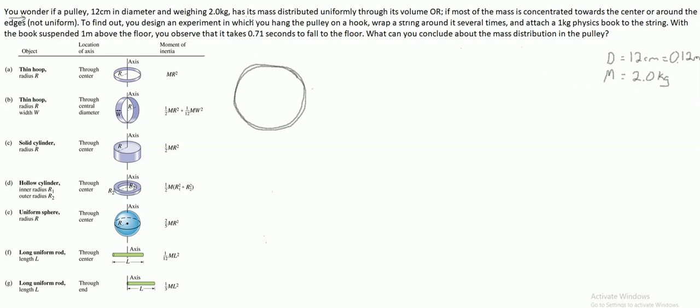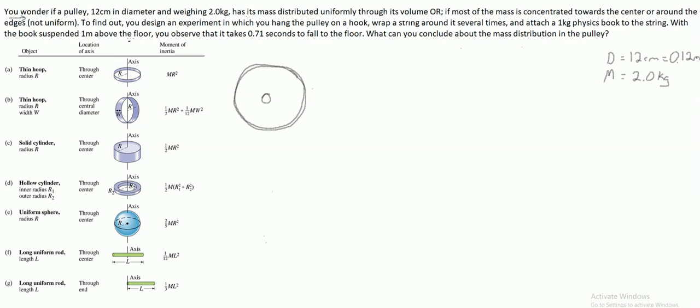Good. Now we're good to move. Has its mass distributed uniformly through its volume, or is most of the mass concentrated towards the center or around the edges, not uniform. Okay, so we're going to design an experiment to figure out if the density is uniform, or if it resembles more of a ring with most of the mass around the edges, or more of a sphere with most of the mass towards the center.